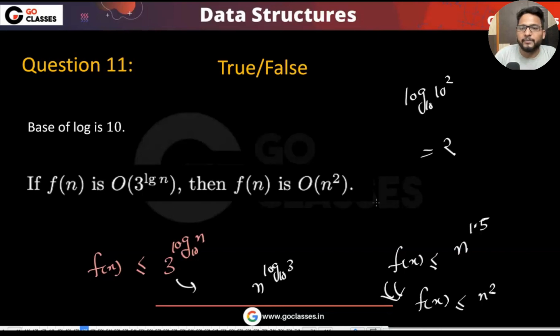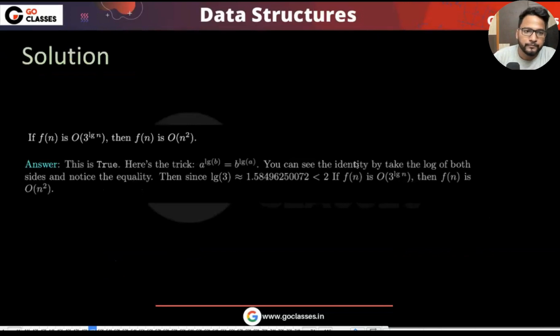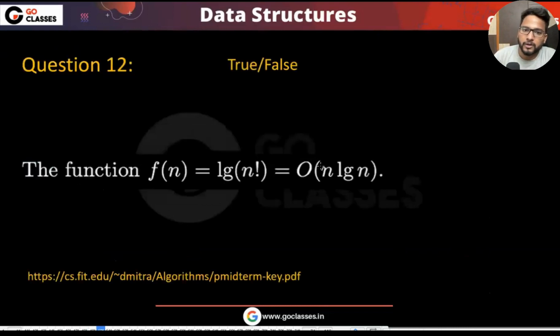Yes, right. If Fn is less than or equal to this, then why not less than or equal to n square? So this is true. Now tell me this. This is log n factorial, and this is n log n. Can I write big O? Yes, this is what we have seen in class, that in the case of log, theta is possible, so big O is also possible. So this is true.